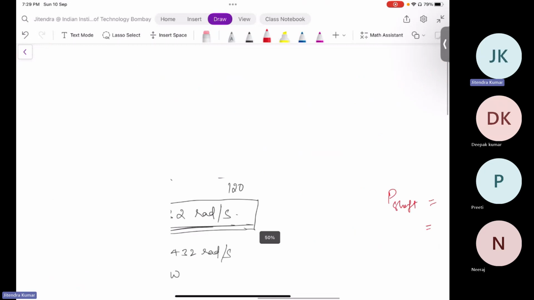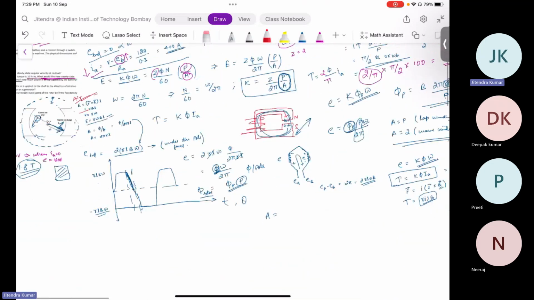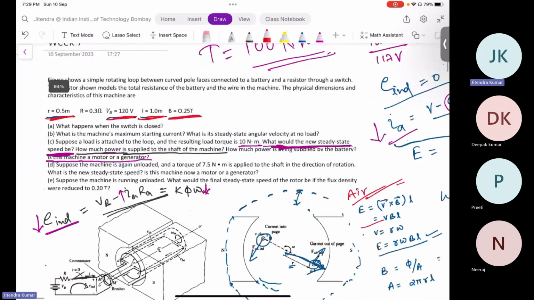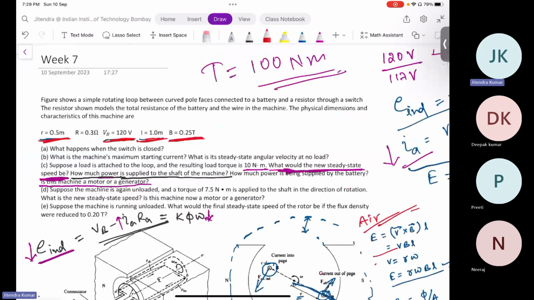Coming back to the next part, it is asking how much power is being supplied by the battery. So now it is asking for the input power. How much power is being supplied by the battery?